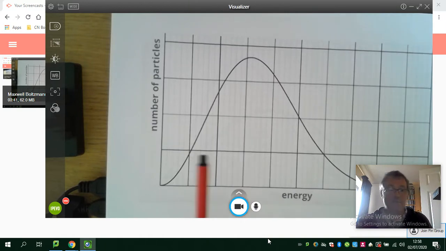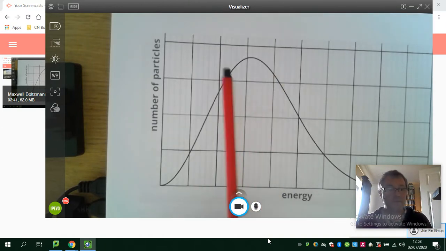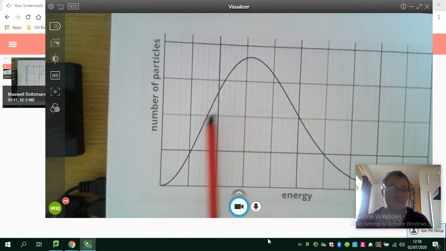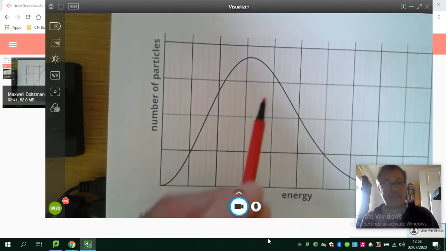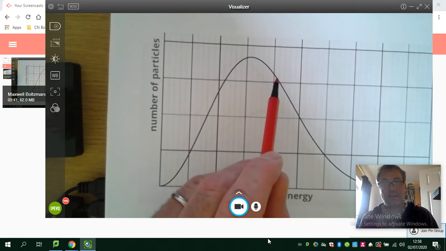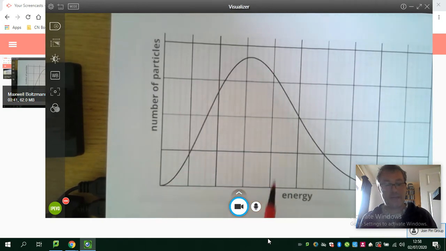Now, that means we need to find the point where the two half areas underneath the curve are equal. And that is not going to be at the peak. It is going to be slightly to the right. So you could draw a line down and say this here is the mean energy of the particles.